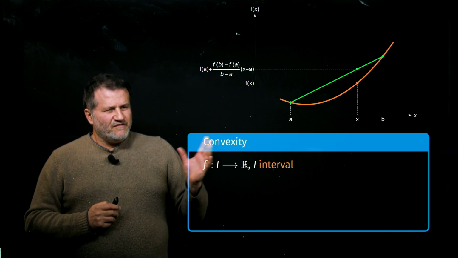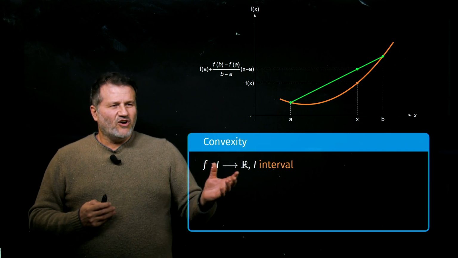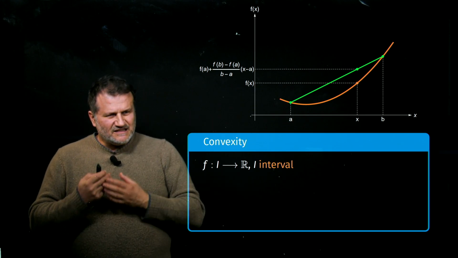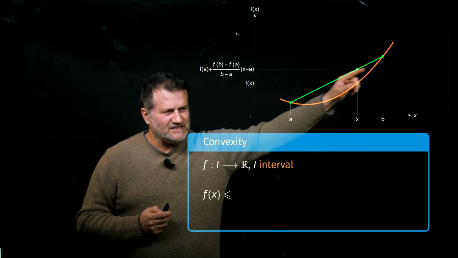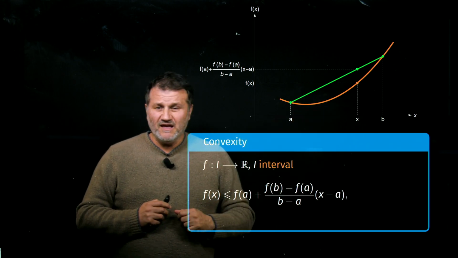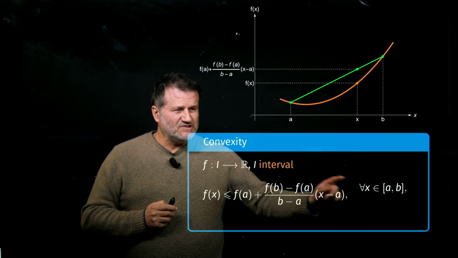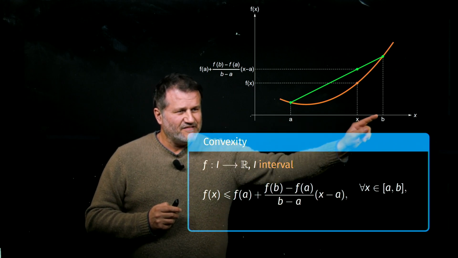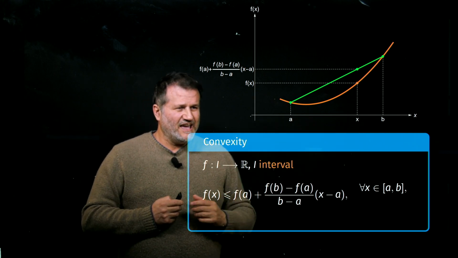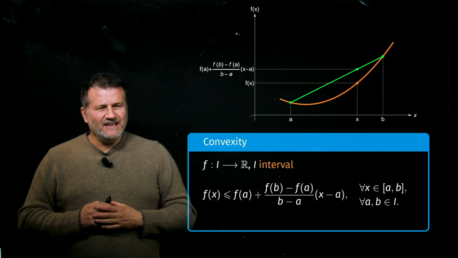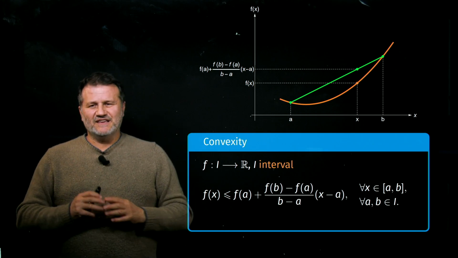So, if a function f is given on an interval I, and it is such that the quote f of x is less or equal than the quote along the segment, which is this quantity, this for every x between a and b, so between the initial and the final point, and moreover, whatever are these 2 points a, b taken in interval I, then we say that the function f is convex.